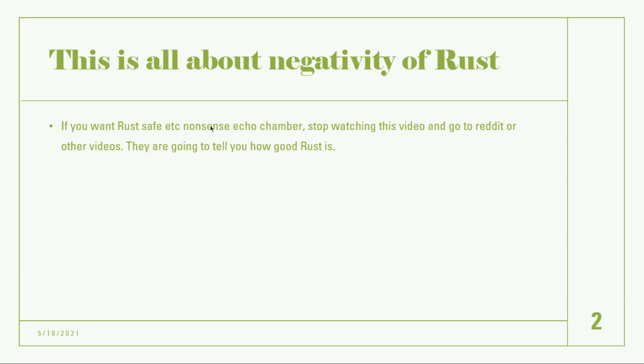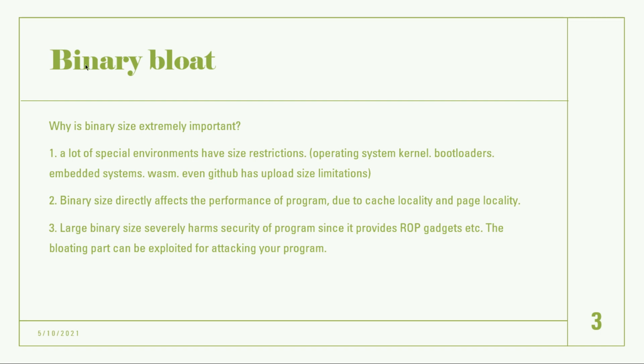So the first thing I want to talk about is the binary bloat issue. But before that, I'm going to explain why binary size is extremely important. The first problem is that a lot of special environments have size restrictions, like operating system kernels, bootloaders, embedded systems, or even WebAssembly. Even GitHub has upload size limitations: you cannot upload anything larger than 100 megabytes. That is very problematic. I tried to upload Clang, and Clang is too large compared to GCC, so I cannot upload it to GitHub.